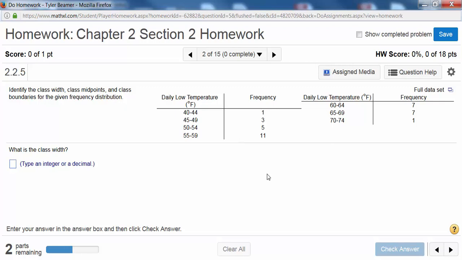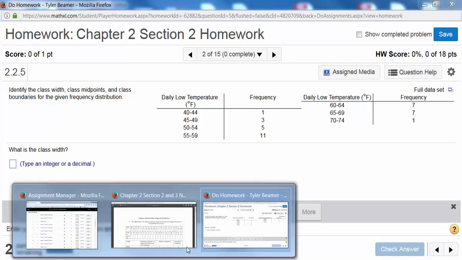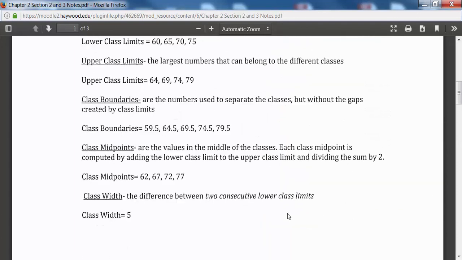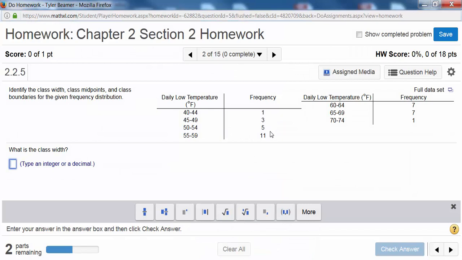Okay. So the first question says, what is the class width? So if we go to the notes, take a look at the definition of class width. Class width is the difference between two consecutive lower class limits. Okay, so let's go to our problem.